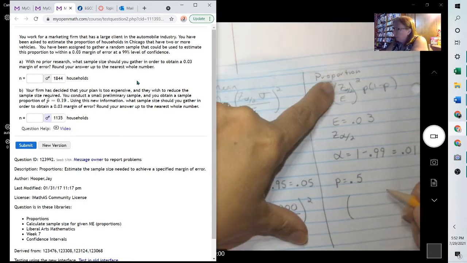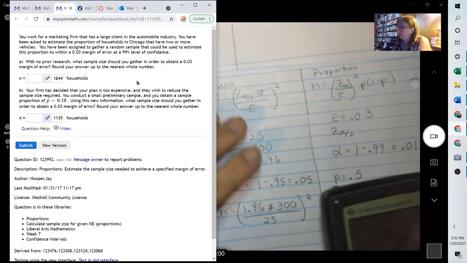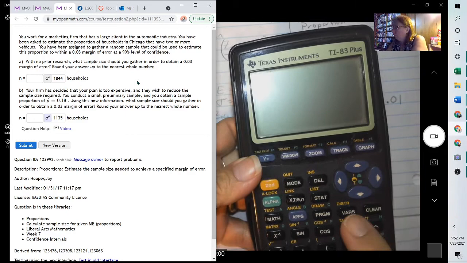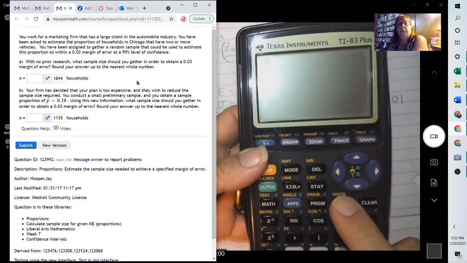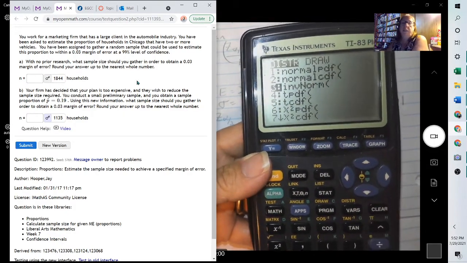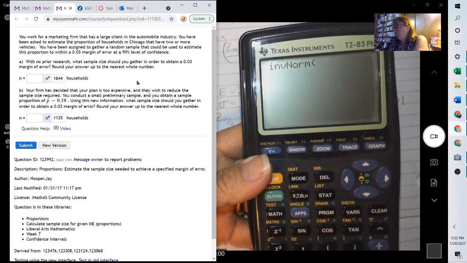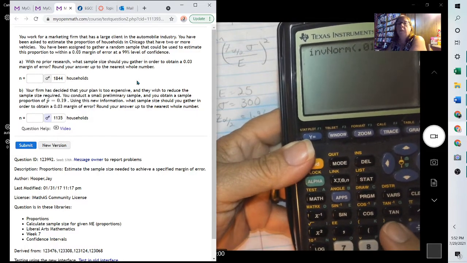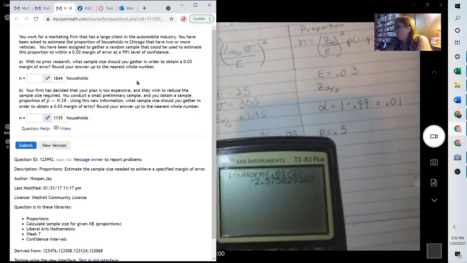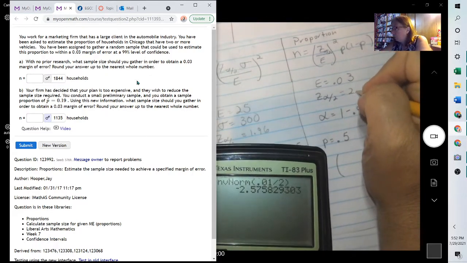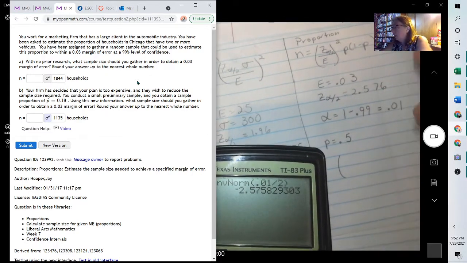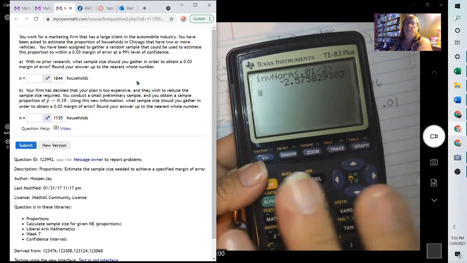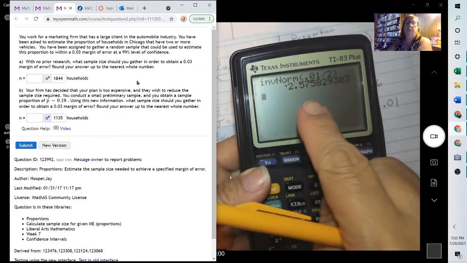So we have to find our Z. To find Z, we go back into distribution, so second distribution, down to inverse norm, and hit enter. And then we put our alpha, which was 0.01, divided by 2, and hit enter. So Z is 2.576. Don't worry about the negative sign because it's symmetric. It's either way. This just always does below.